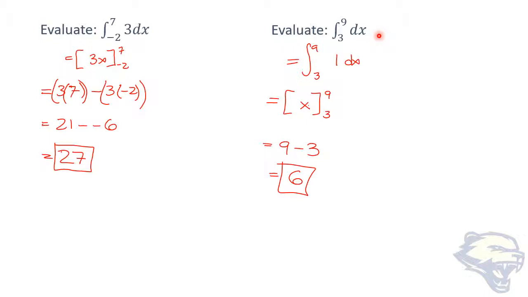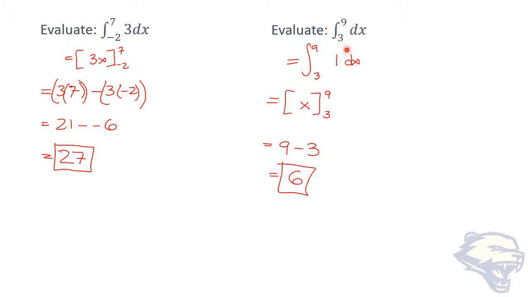Next one here. Definite integral from 3 to 9 of dx. Now, something's not missing. This actually happens sometimes. If it looks like there's nothing in there, it's technically 1 times dx. So if I think in terms of that, the number that's being multiplied here times this dx is a 1.